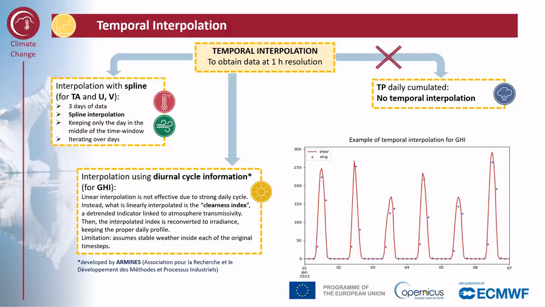Finally, for total precipitation, no temporal interpolation is applied because it is aggregated daily. On the right, you can see an example of temporal interpolation for GHI, where the original data points are marked in blue and the interpolated curve is shown in red.